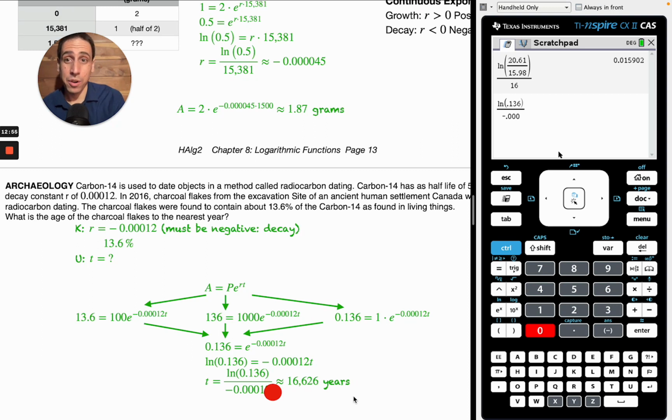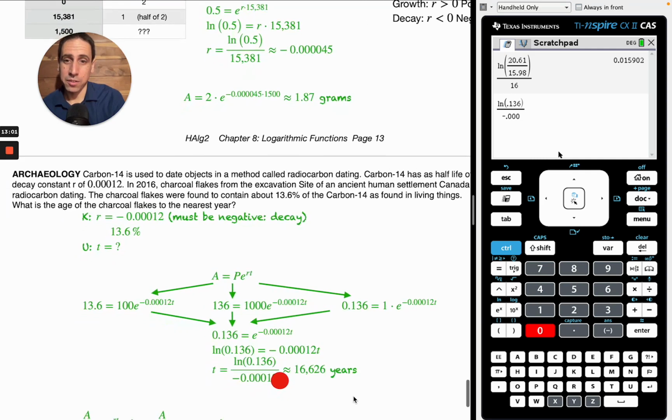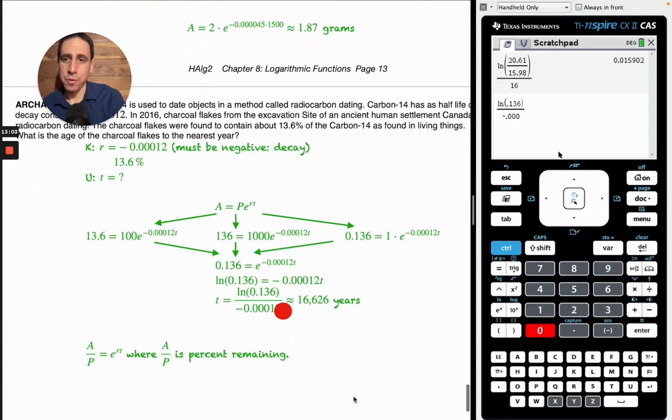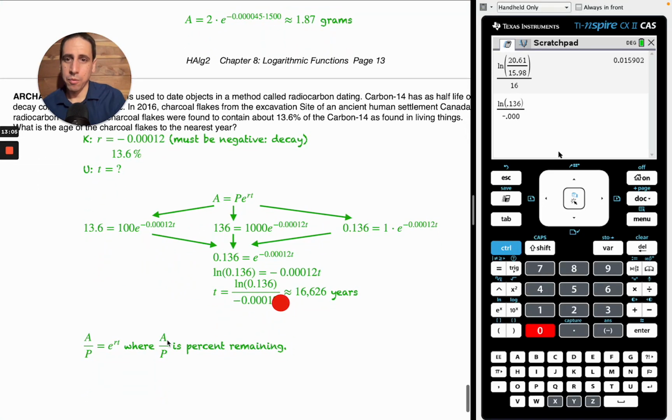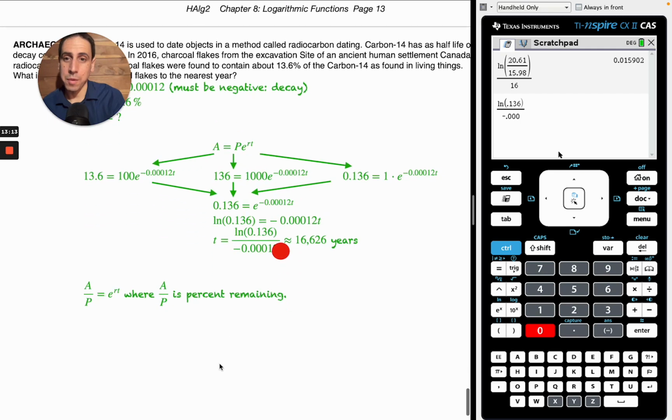That's some super old human settlements in Canada. 16,000 years. That's prehistory. So there's a formula here we can use. When you have a percent remaining, you can just reorganize this formula into A divided by P is equal to e^(rt) when you're given a percent remaining equation.